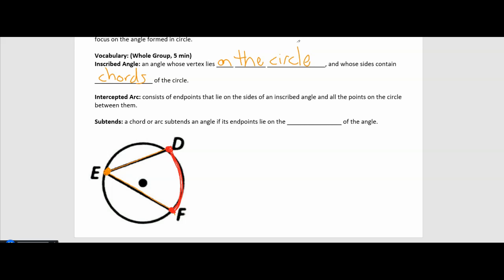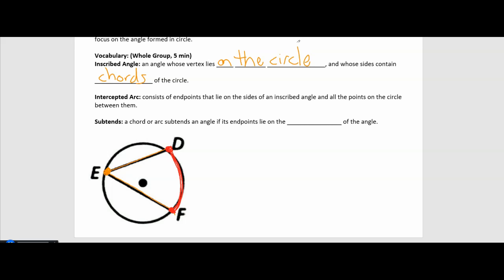Note that we can find a measurement of an arc in degrees, or we can even find the length of an arc in linear units. But that's what an intercepted arc is. It's where the angle intercepts the circle. We've talked about intercepted arcs with central angles. Same idea. It's where the angle intersects the circle.